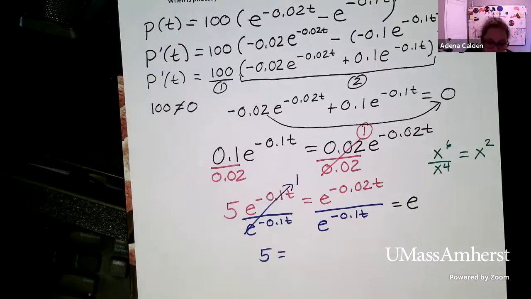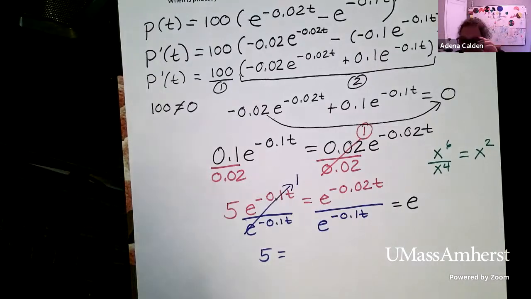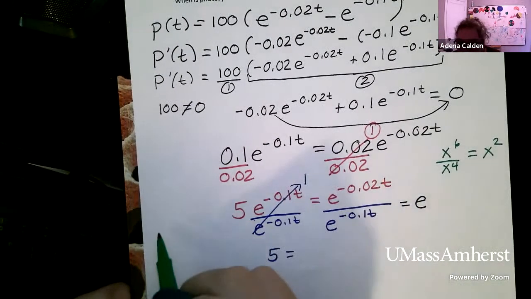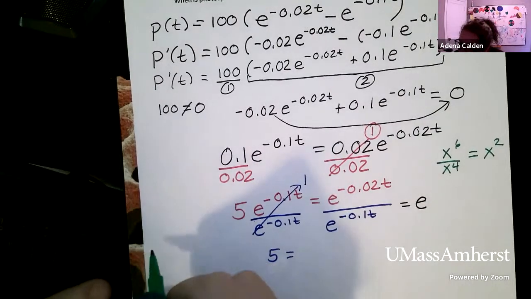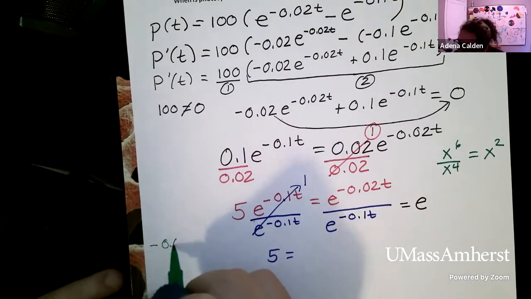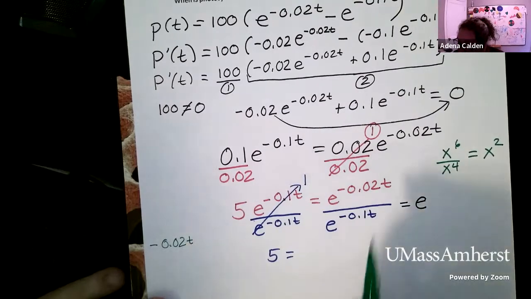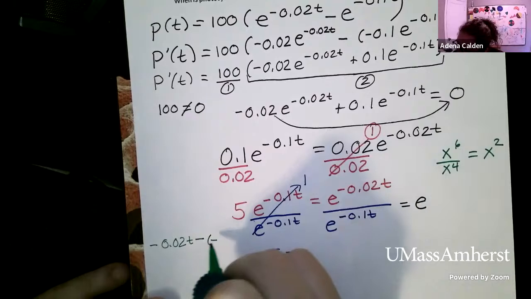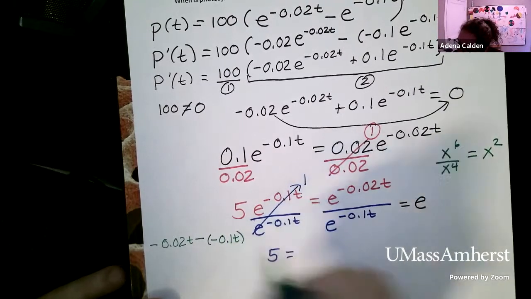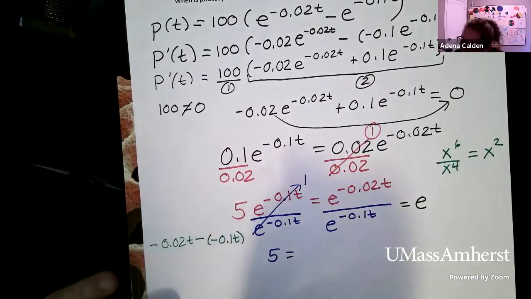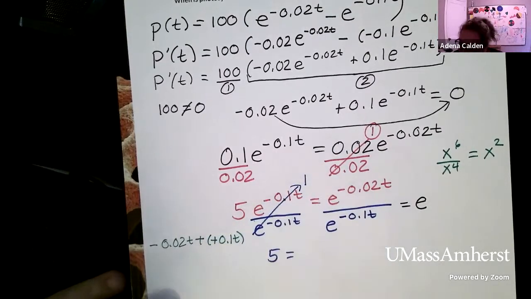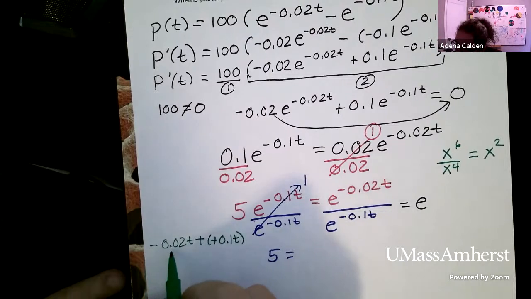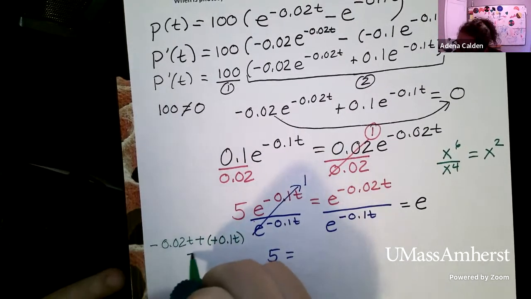But what is that power? We have to be really, really careful with this calculation. So I'm actually going to do it over here on the side. So we have negative 0.02t, that's the top power, minus negative 0.1t. That's the one down here, okay? Since this is minus a negative, that becomes plus. So we have 0.1 minus 0.02.